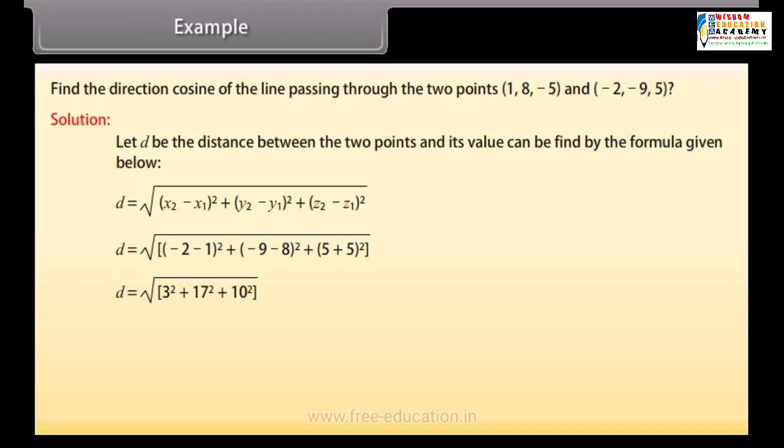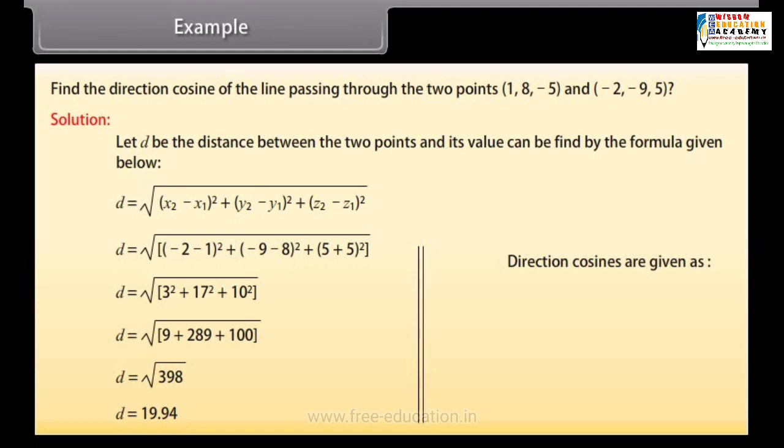d equals square root of 3 square plus 17 square plus 10 square. d equals square root of 9 plus 289 plus 100. d equals square root of 398. d equals 19.94. Direction cosines are given as l equals minus 3 by 19.94, m equals minus 17 by 19.94, n equals 10 by 19.94.